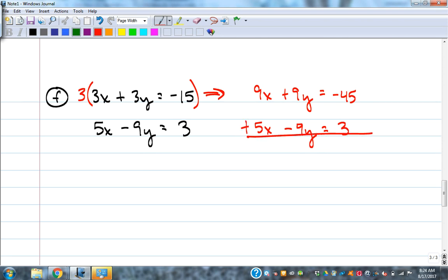Once I have the opposites there, do elimination, add them together. They eliminate one another. 14x equals -42. Divide by 14. How many times does 14 go into 42? -3 times. There's x. Pick one to get y. It doesn't matter which one. Go to the top.